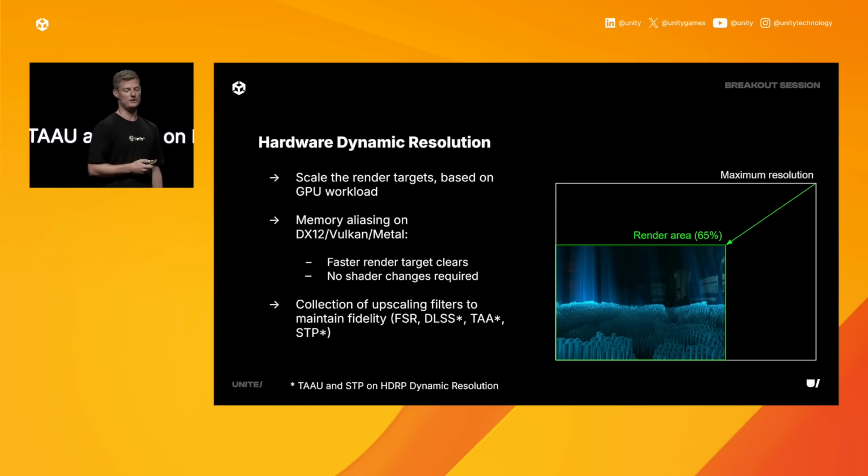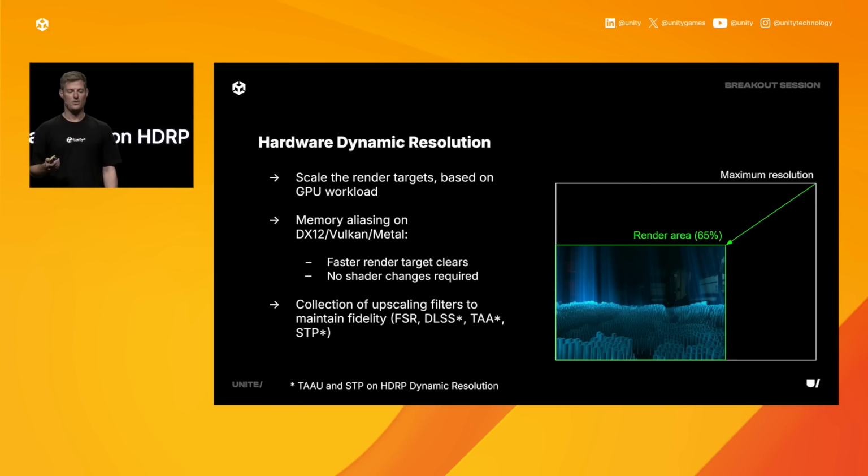Hardware dynamic resolution dynamically adjusts the render area based on the GPU workload, allowing us to scale the resolution while maintaining performance. On platforms like DirectX 12, Vulkan, and Metal, we leverage memory aliasing. This provides faster render target clears and improves performance, all without requiring any shader changes.